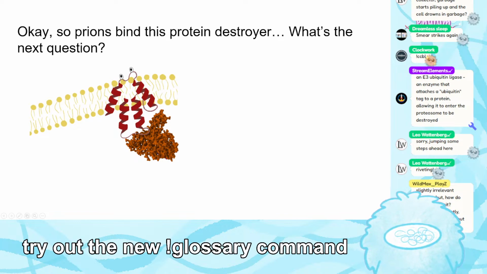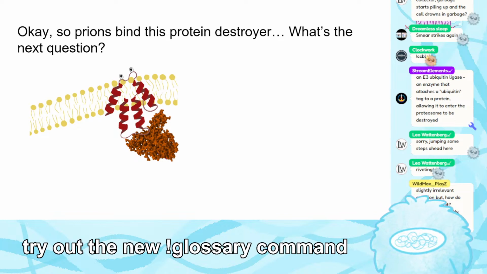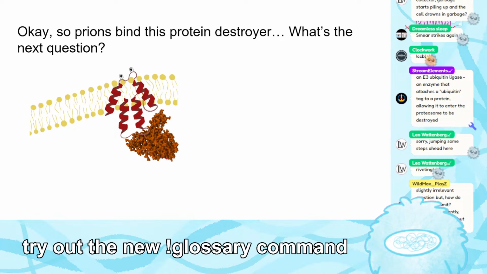Okay, so prions bind this protein destroyer. What's the next question? What question are you thinking about now? Because this is not a complete story. This is us understanding that the prion protein is potentially anchoring a protein destroyer or putting it in proximity to the membrane. So what's the next natural follow-up question? What do we want to know next?